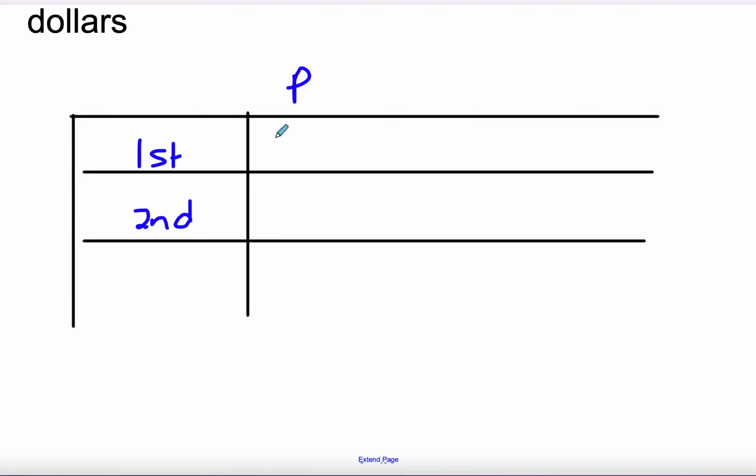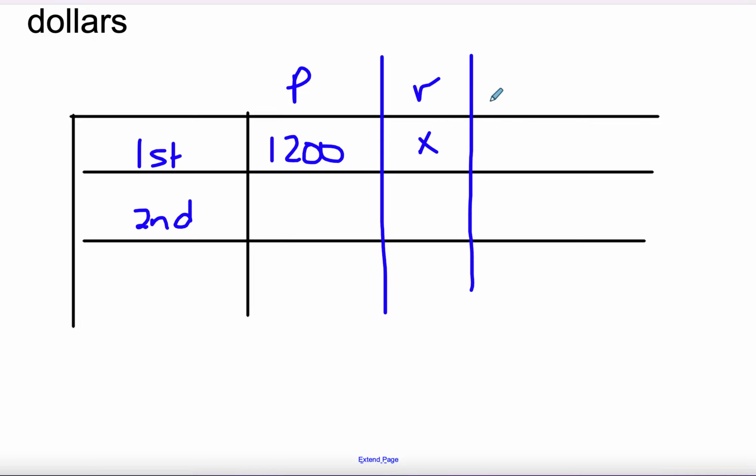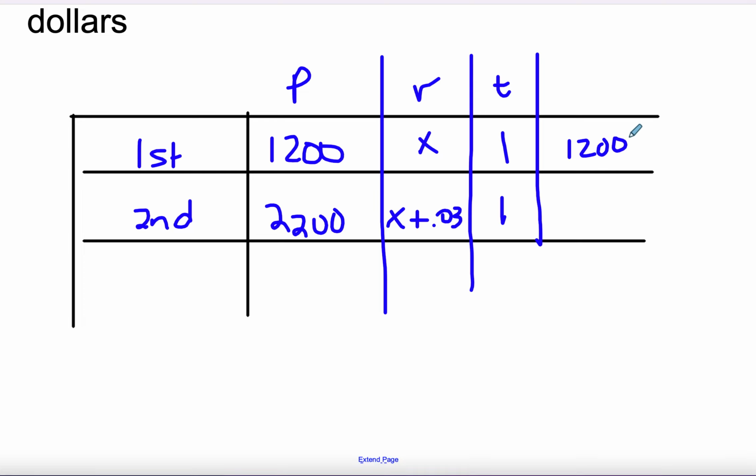The principal of the first one was $1,200. The rate of the first one, we don't know, so we put X. The time, as I told you before, is annual, so it's just a year. So that's constantly a 1. Second investment was $2,200. The rate was X plus, as you were mentioning, 0.03, and that's what I should have used instead of 3. And of course, the time is still 1. So this is 1200x, and this is 2200 times x plus 0.03.